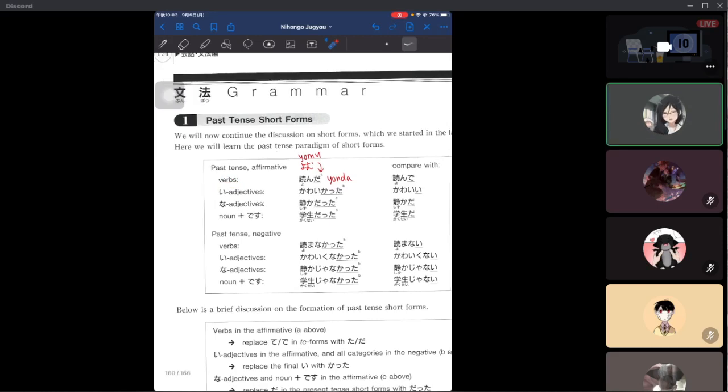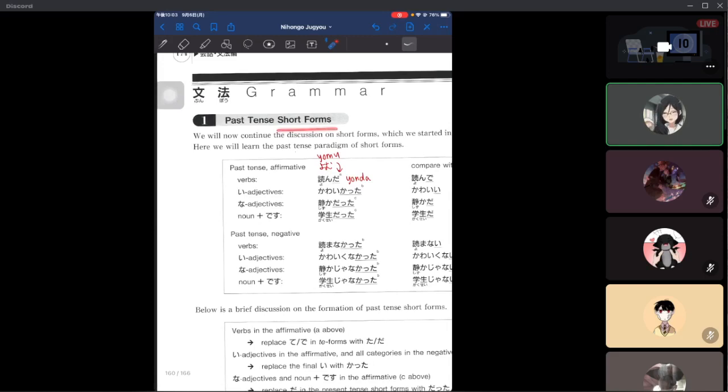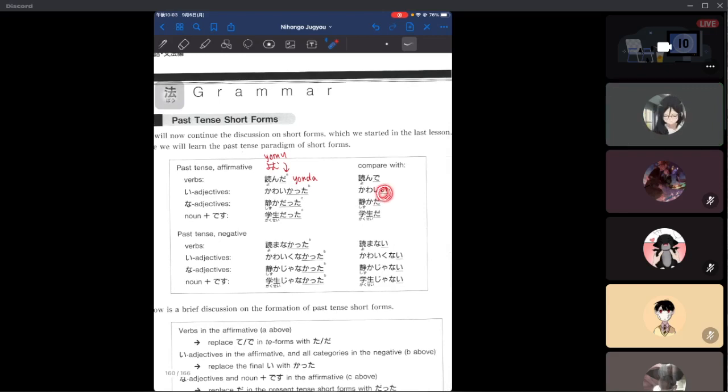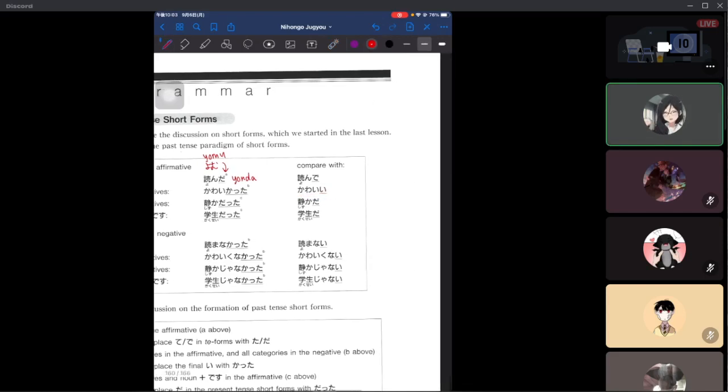So next, we also have to change the short form of e-adjectives. So what is an e-adjective? Basically, e-adjectives are adjectives that most of the time end with the hiragana e here. For example, kawaii. I'm pretty sure a lot of you know what it means. It means cute.